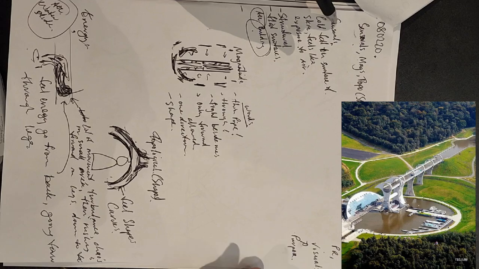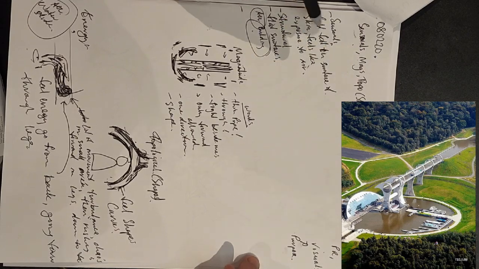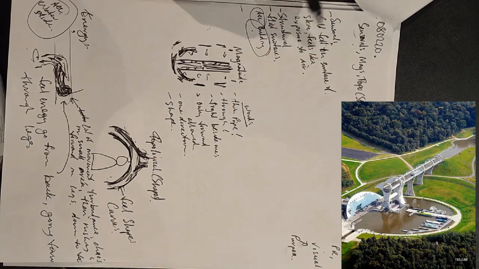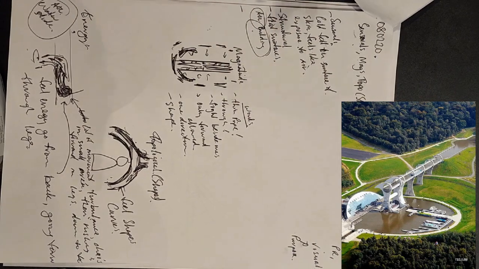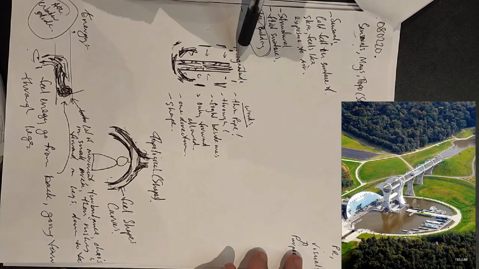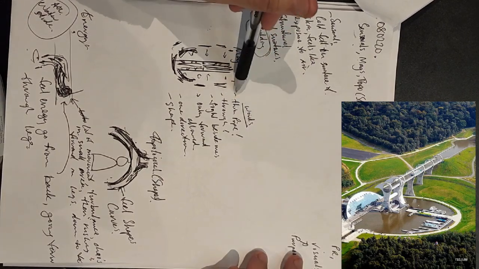Anyway, sensorals: cold felt on the surface of skin, feels like exposure to air, cool because it's outside. Structural: flat surfaces, AOL building. It's pretty explanatory. Magnitude: words.